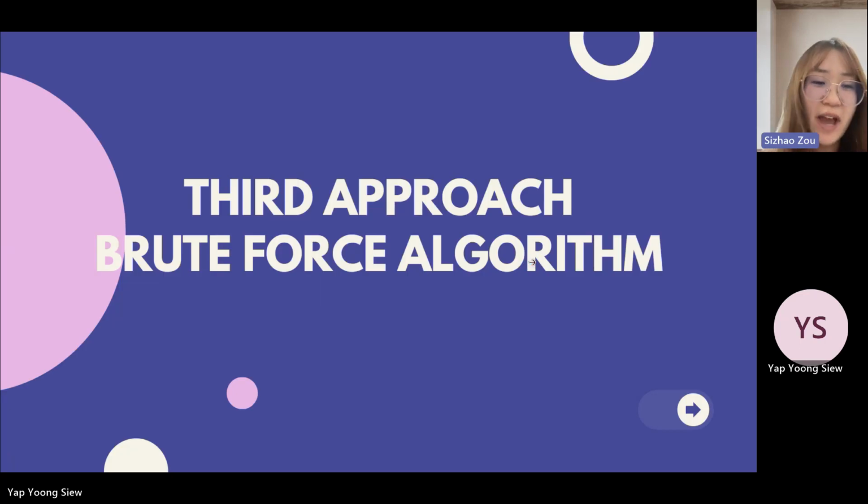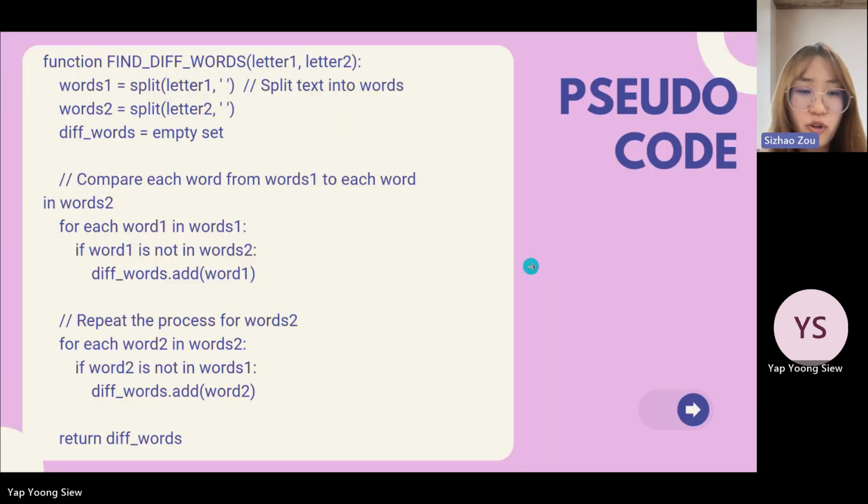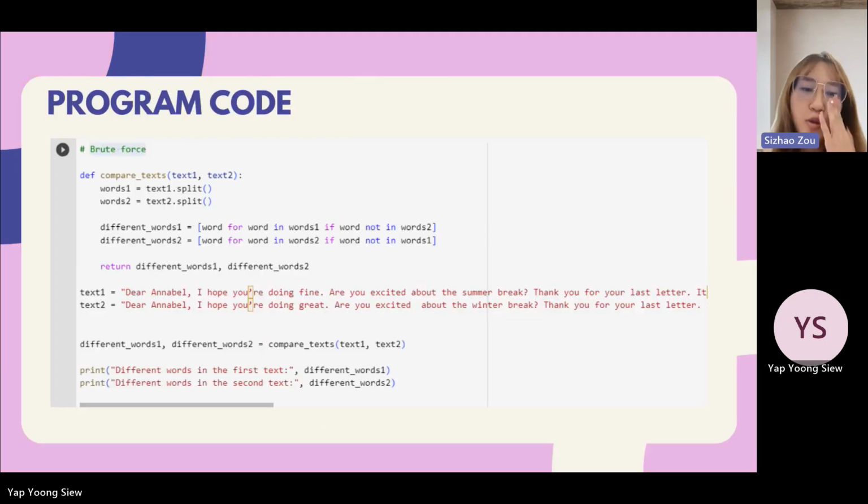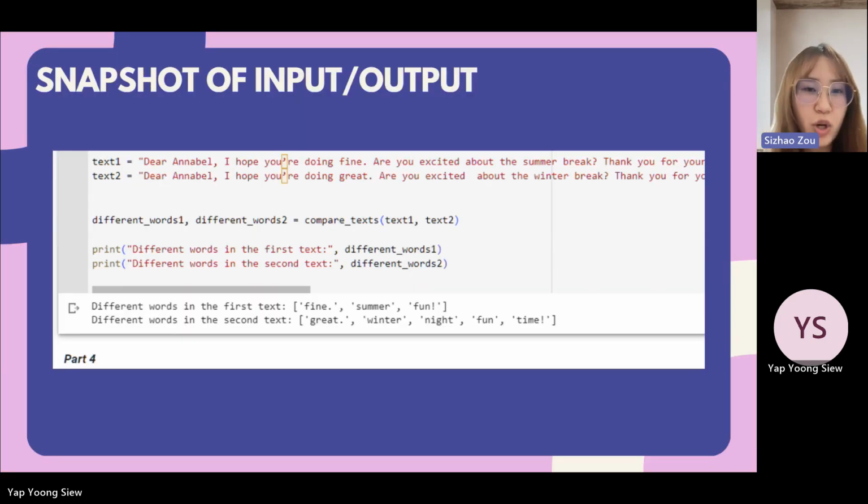And then we have the brute force algorithm, and we have the pseudocode for this algorithm, the running time complexity, and also the program code. The screenshot of the program code is going to be like this.